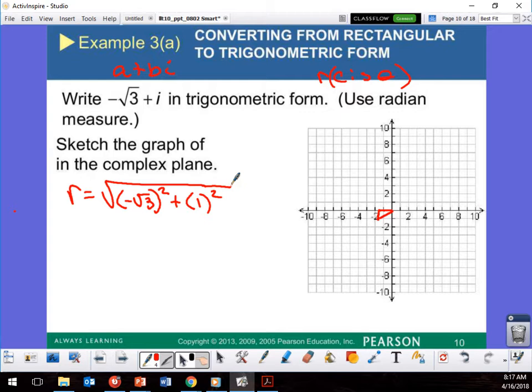Okay, so I do this right here. What happens when I square a negative? Becomes a positive. What happens when I square a square root? Cancel out. So this is just going to be 3, and this is going to be 1. So 3 and 1 give me 4. And so r is 2. So my radius is 2, right? So radius is going to be 2 here.